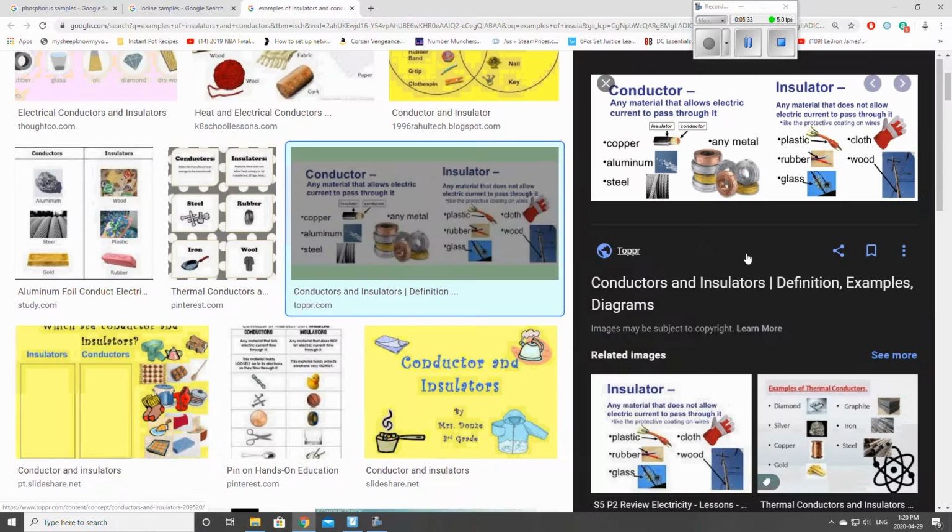Let's take a look at this picture right here. Here we have a bunch of conductors. Notice that these are all metals. Any metal is a conductor. An insulator is any material that does not allow electric current to pass through it. Let me see if I can see this bigger.